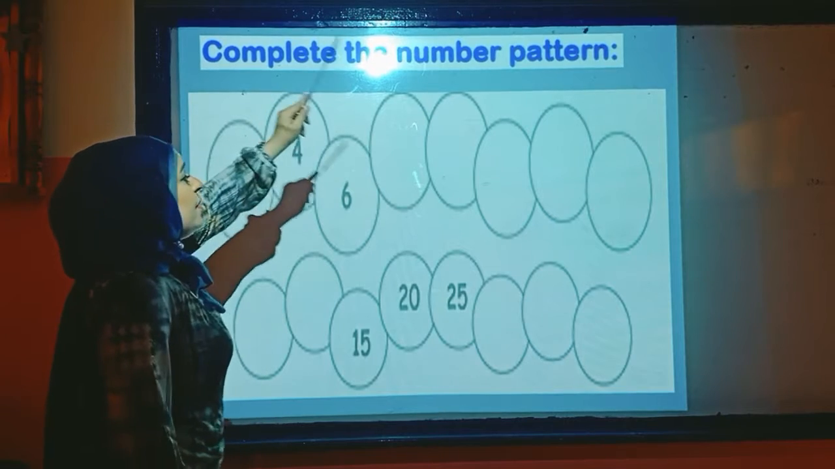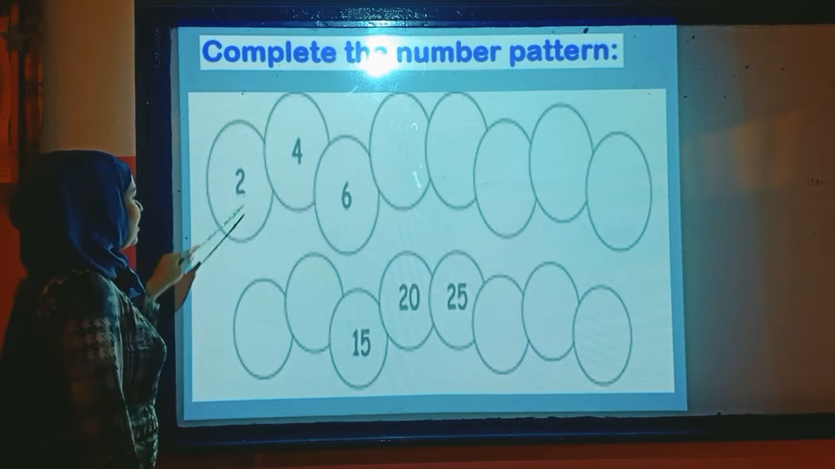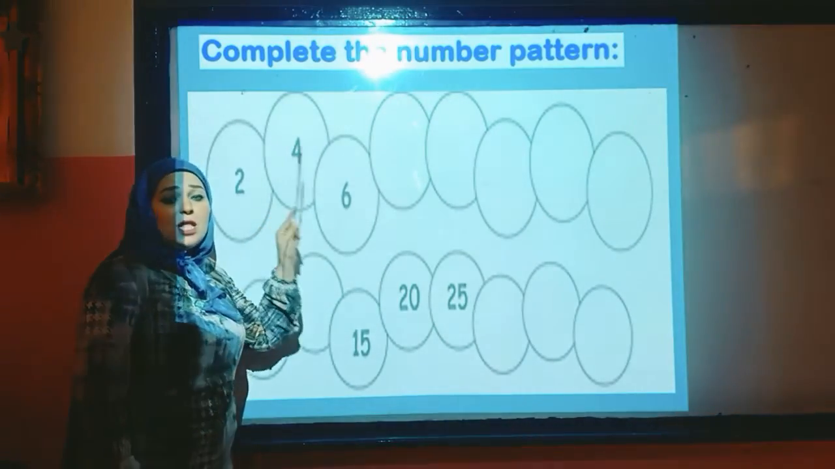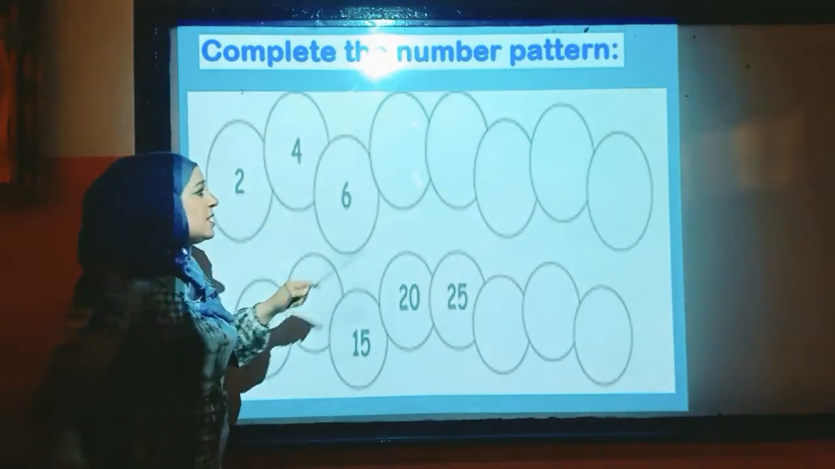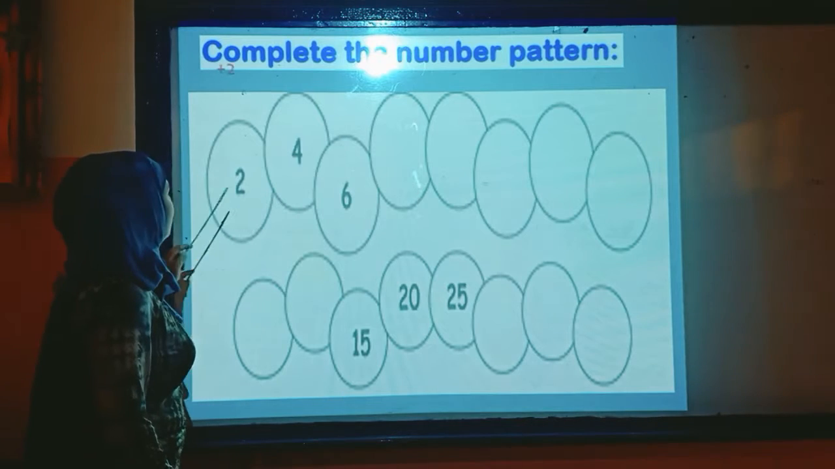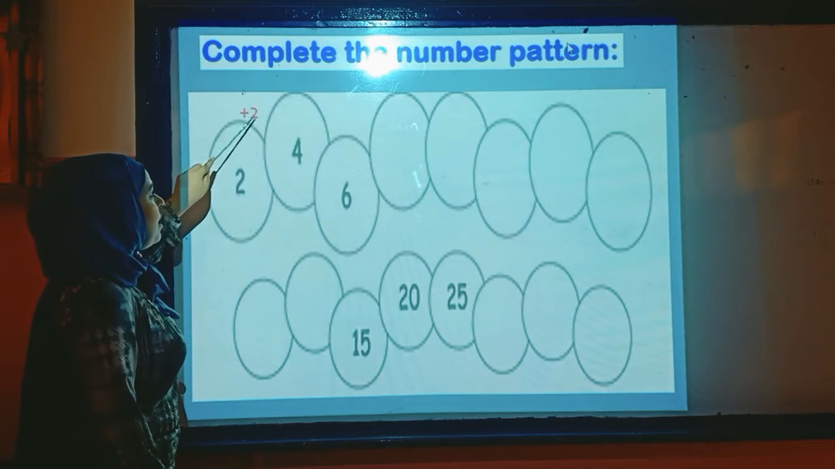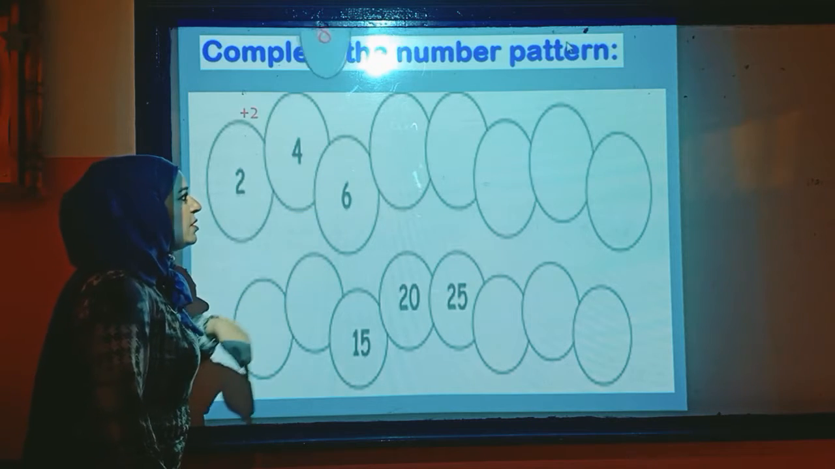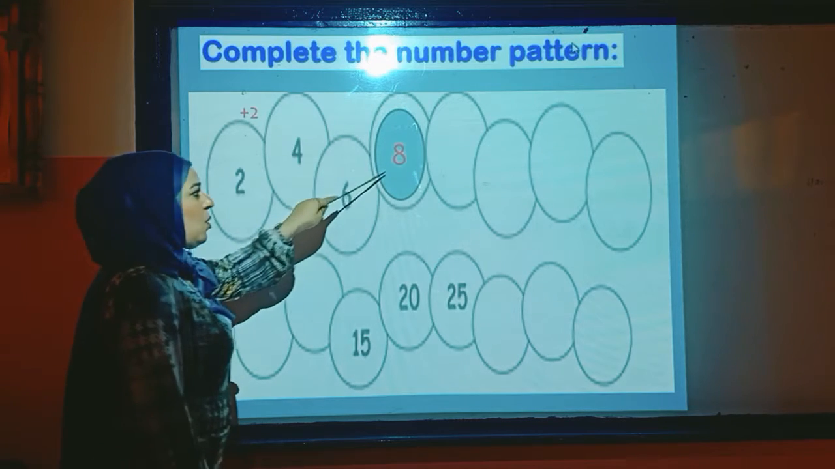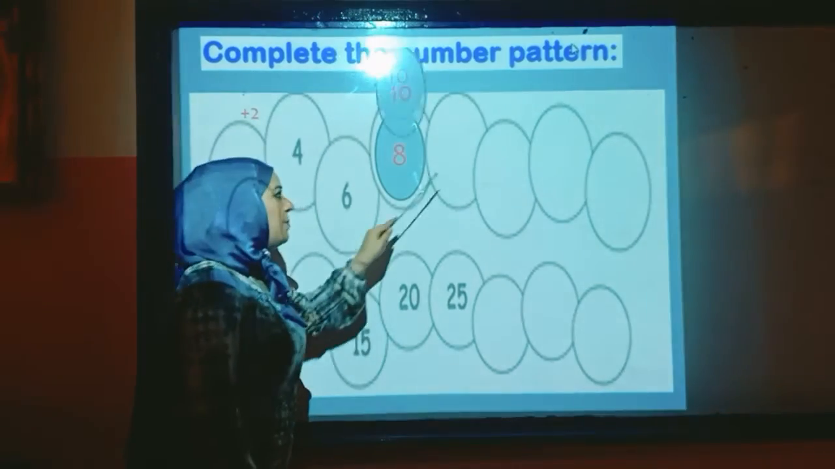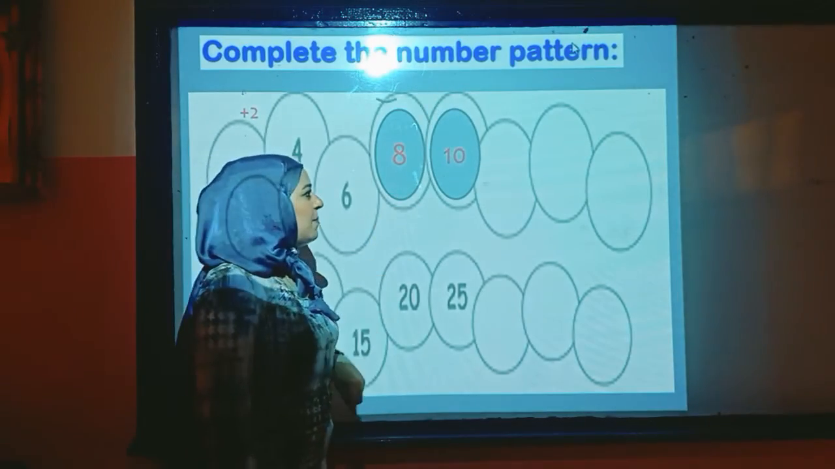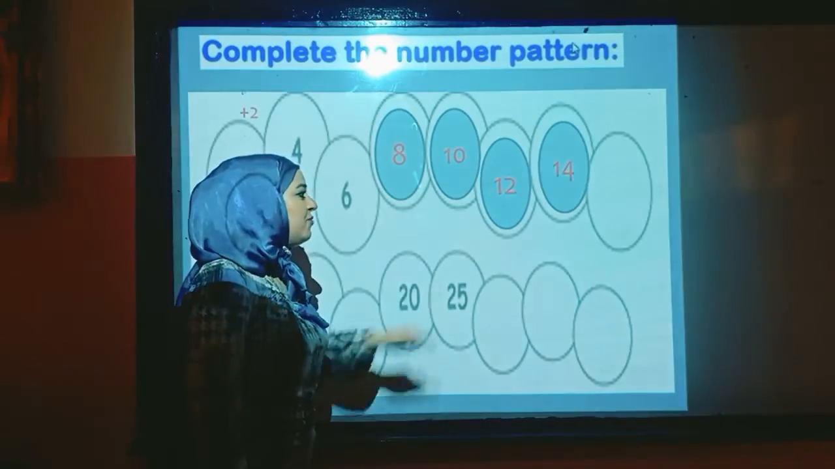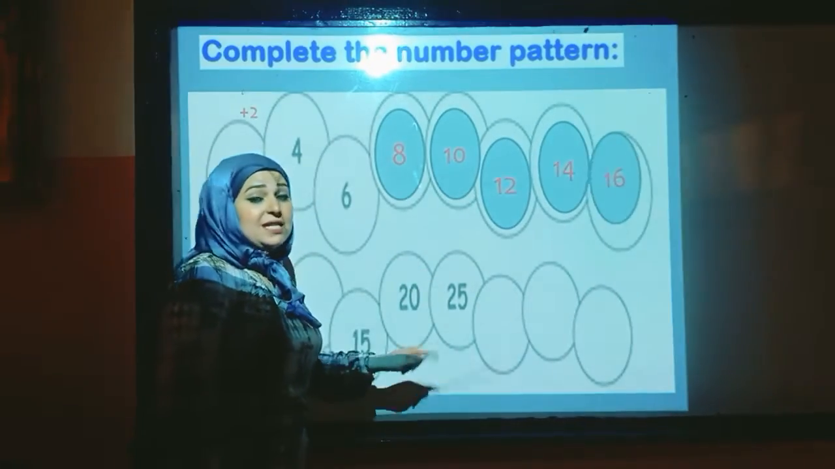Complete the number pattern. What is the rule? I have number 2, and after that number 4, and after that number 6. What is the rule I can do? Yeah, plus number 2. What is plus number 6? Number 8. And what is after number 8? Number 10. What is after number 10? Number 12. And what is after number 12? 14.